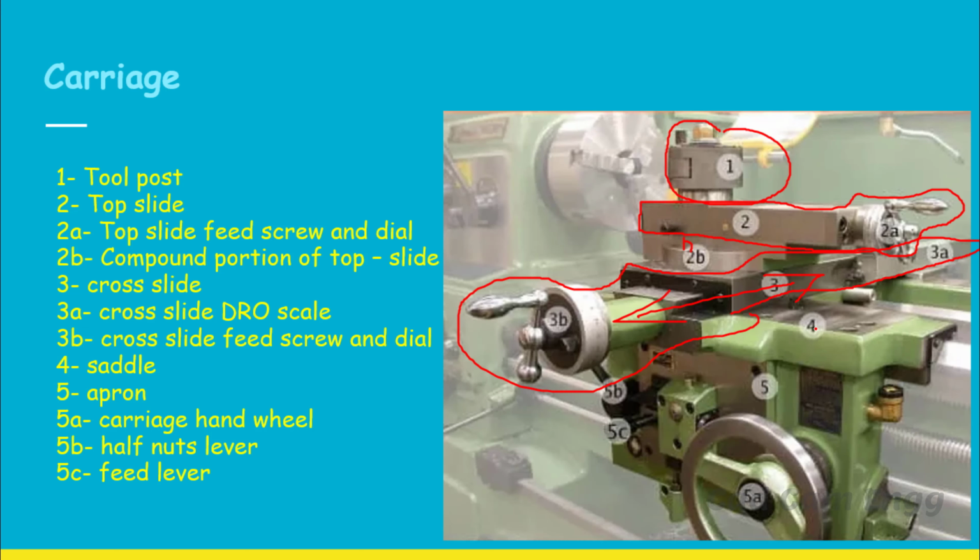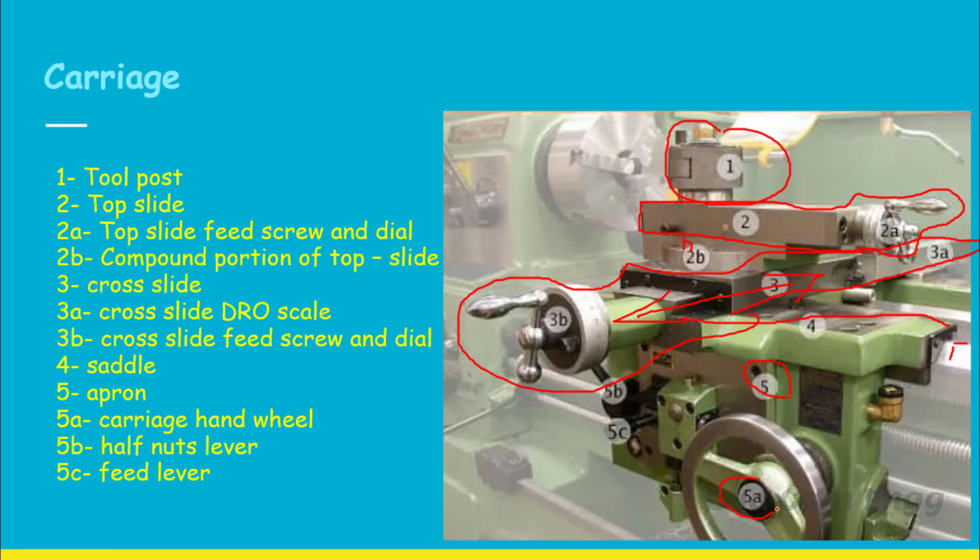Next one is the saddle. This green colored setup is called the saddle. The saddle is fixed in the guideway. See, here we have some guideways in the bed. Next one is the apron. Some apron mechanisms for the switch are there, so switch on, switch off, like that.